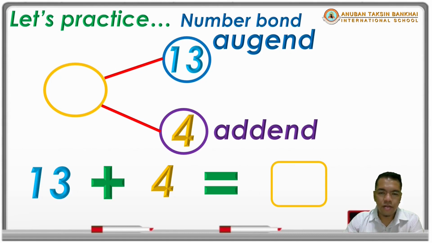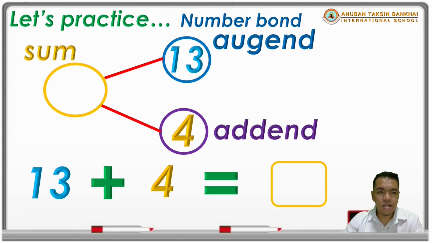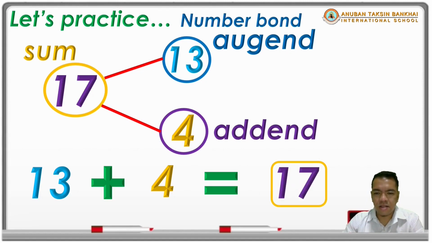Let's count forward. 13, 14, 15, 16, 17. Our sum is, what's our sum? 17. 13 plus 4 is equal to what? 17. Good job. Easy, right? Good.